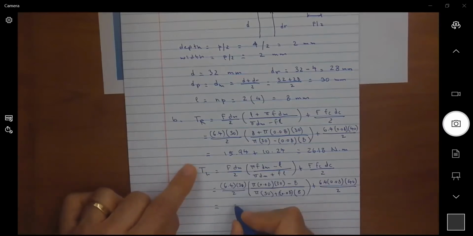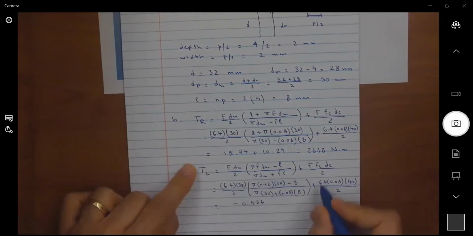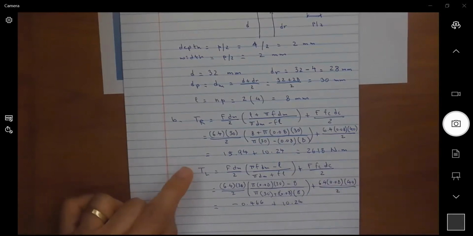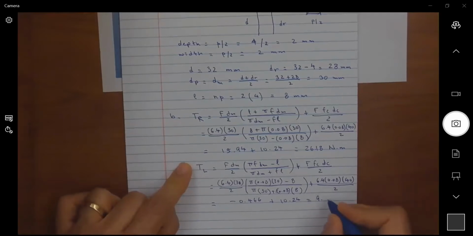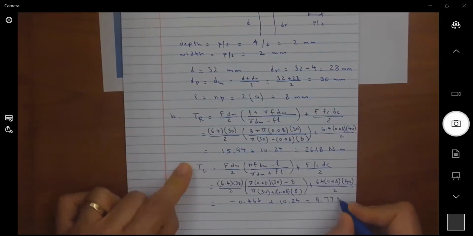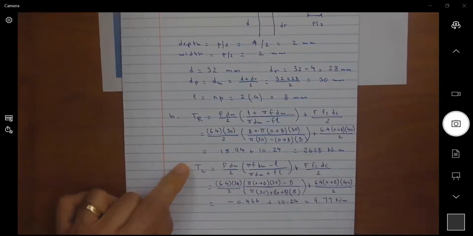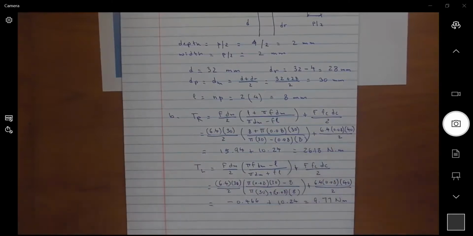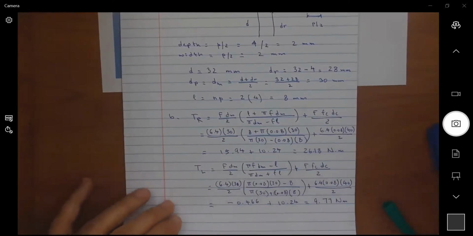The torque to lower, I get here a negative 0.466, but I still have the friction from the collar, which is the 10.24, or the torque that is required to resist the friction from the collar. This gives me a 9.77 Newton meter. Of course, as expected, the torque to lower is much smaller than that to raise the load.